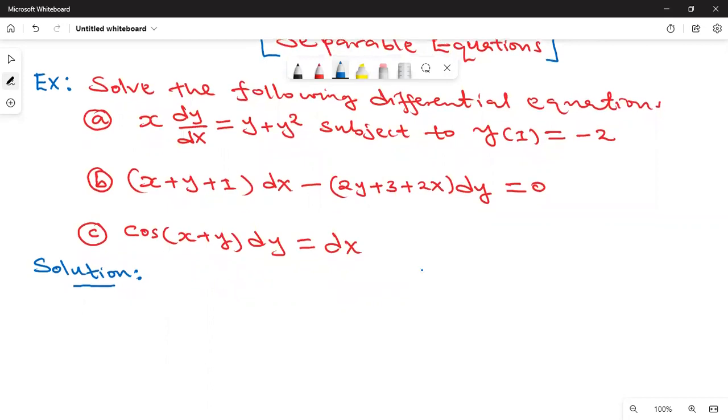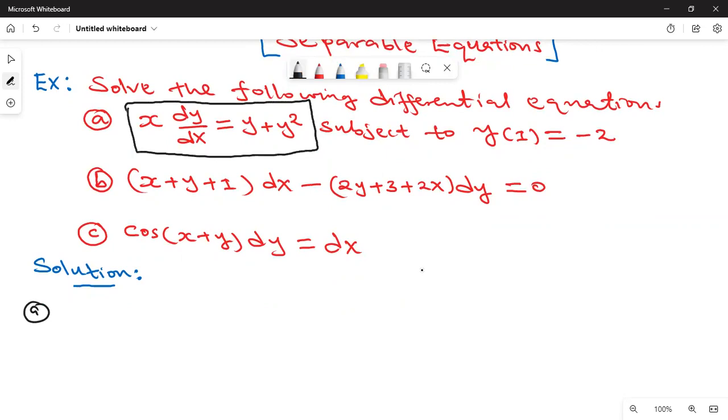Solution for part A. Of course, we need to separate the variables. When we talk of separating the variables, what it means is that you collect the y's and the dy's on one side, and the x's and dx on the other side. So if you look at this equation, how can we separate the variables? Let's see. I am going to multiply through by dx.